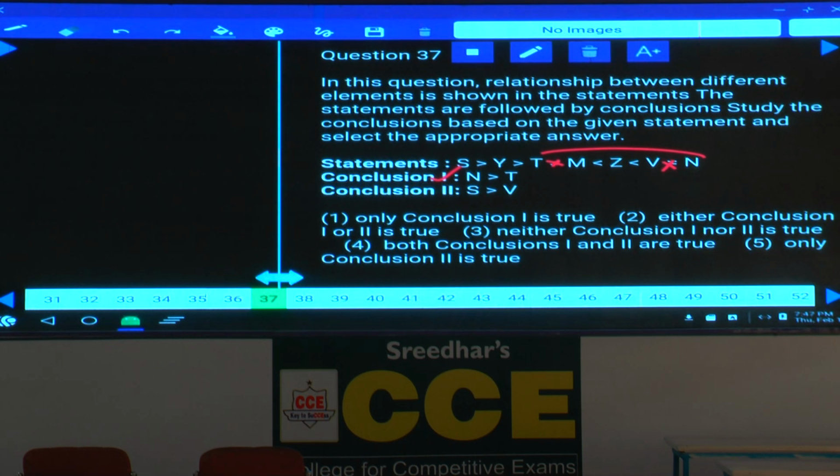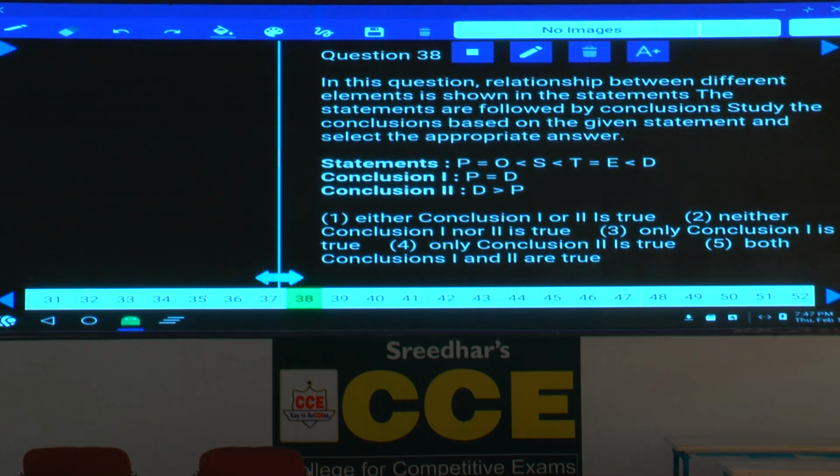Then coming to the next one, S and V. Now, the relation between S and V, there is one greater than and one lesser than. There are two opposite symbols. As two opposite symbols are there, the second conclusion cannot be drawn. Hence, what is your answer here? Only conclusion 1 is true. That is choice 1. Question number 37, choice 1 is the answer.